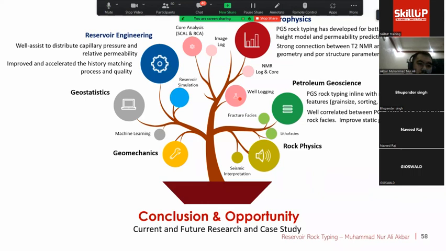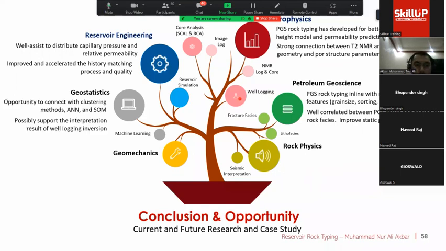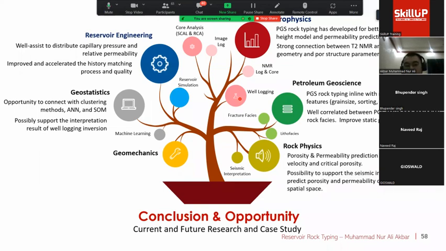In the case of reservoir engineering, it will also assist in distributing the capillary pressure and relative permeability data for reservoir simulations. This will also accelerate the history matching process and improve its quality. For geostatistics, there is an opportunity to connect with clustering methods, artificial neural networks, self-organizing maps, and also possibly support the interpretation result of the well-logging inversion.